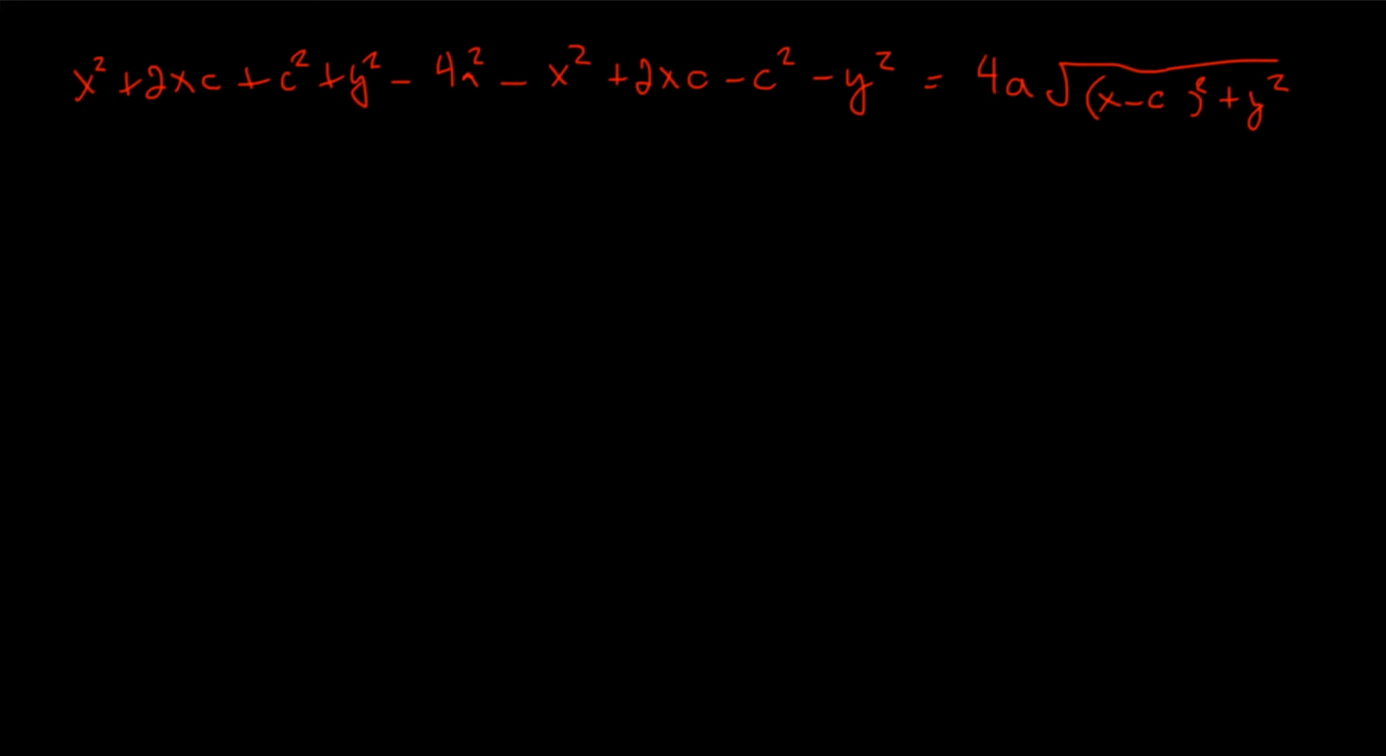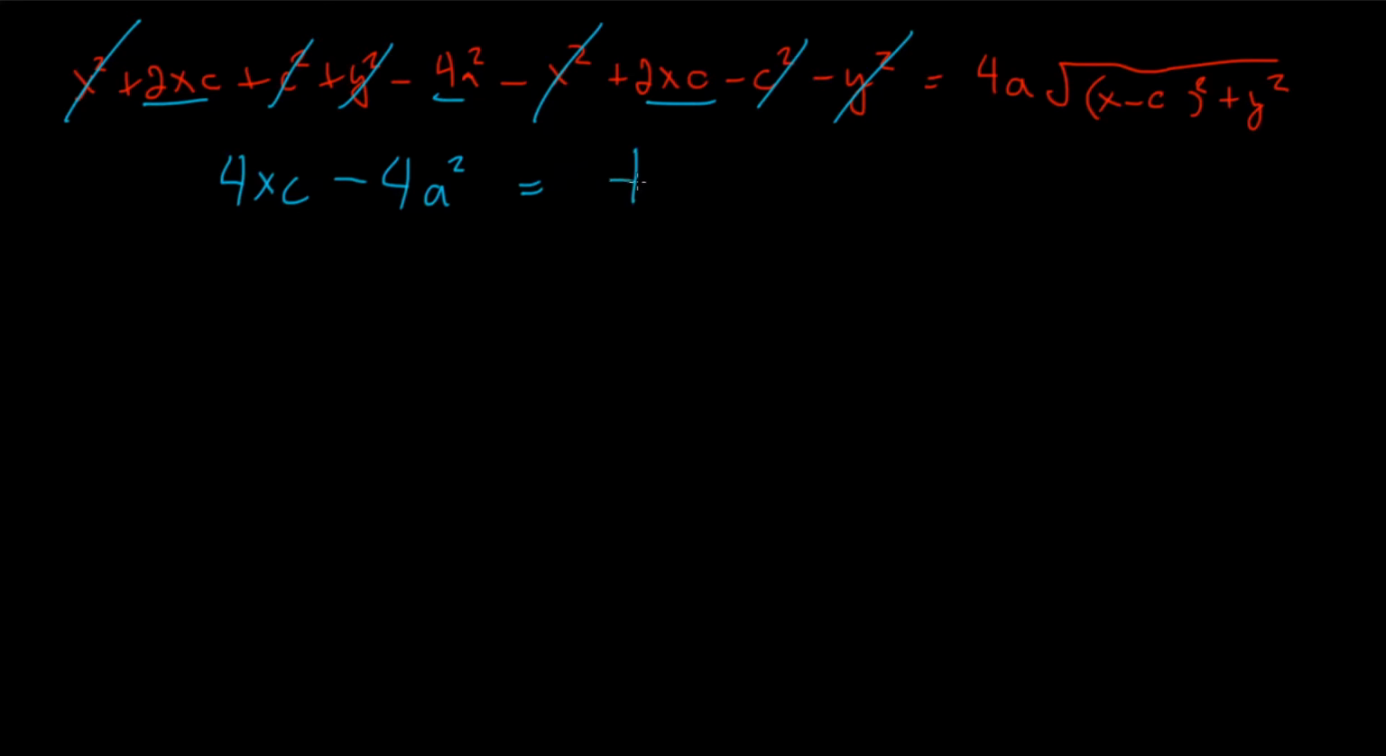Some things are going to cancel, right? The x squared minus x squared, boom, they're gone. The 2xc plus the 2xc, that's going to become a 4xc. We have a c squared minus a c squared, gone. Right? We have a y squared minus a y squared, gone. All right, we have a minus 4a squared. All right, so we accounted for this. We accounted for this, and we just accounted for this. Cool. All right, this is the left-hand side. A lot of things disappeared.